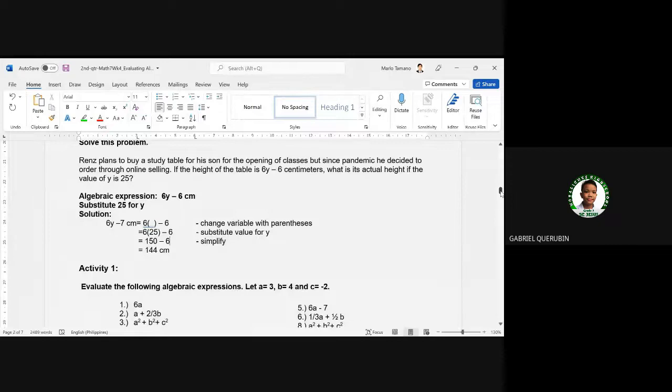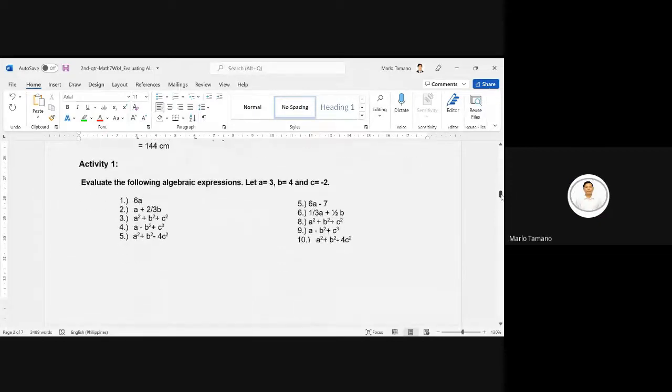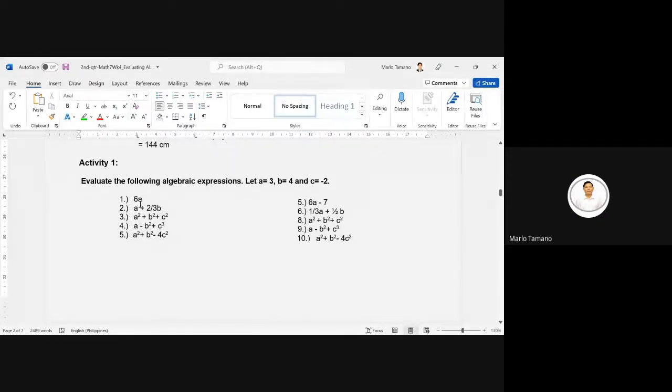Okay, you practice now 1 to 5. Activity number 1, practice only, not recorded. But you are required para ma-practice kayo. Naintindihan? Sir, ako number 1, sir. Okay, so number 1. 6 times A. Yung A po, sir, let A be 3 po, sir. So, 6 times 3 is 18. Okay, that is correct.